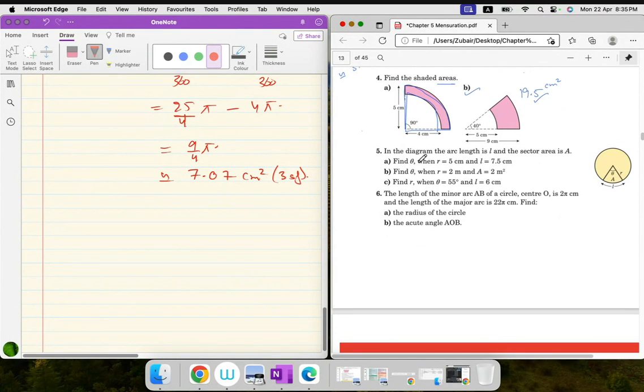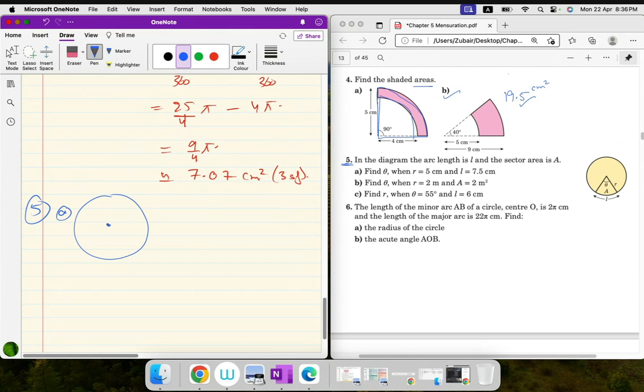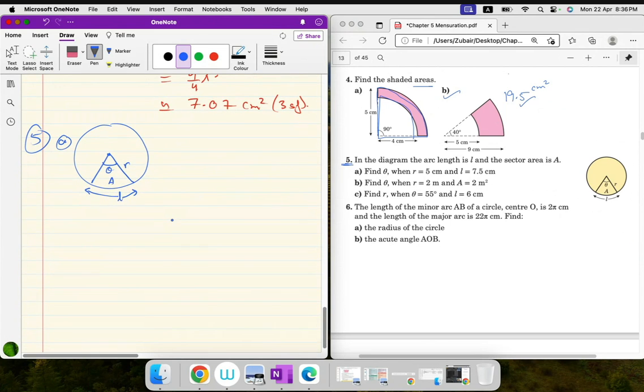Question number 5 says in the diagram, the arc length is L and the sector area is capital A. Find the angle when radius is 5 and arc length is 7.5. This is the question which I was looking for. For 5A, we have this shape. Angle is theta, radius is r, area is capital A, and arc length is marked with letter L. I have to find theta; r is given, and arc length is given.